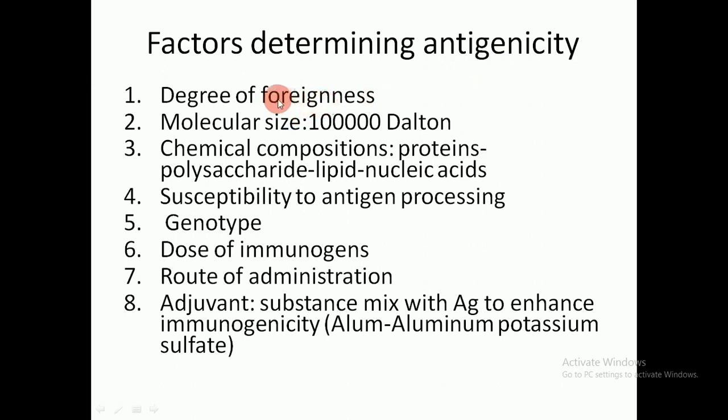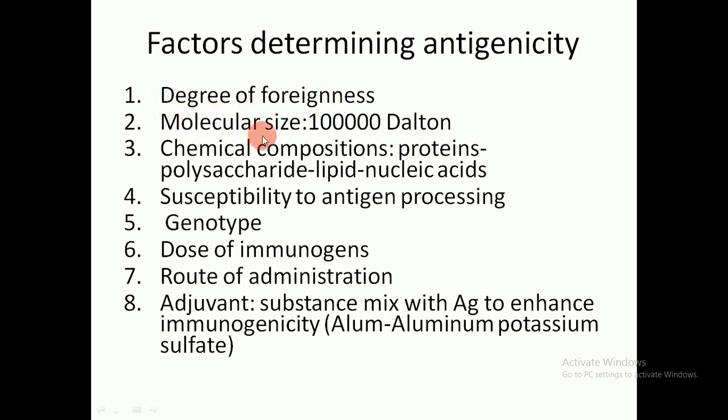Factors determining antigenicity. First, the degree of foreignness. The closer the relatives, the more similar their antigens. So in transplantation between identical twins there is no stimulation of the immune system, because there is no foreignness between them. But between two unrelated individuals there is a high degree of foreignness that stimulates the immune system when organ transplantation occurs.